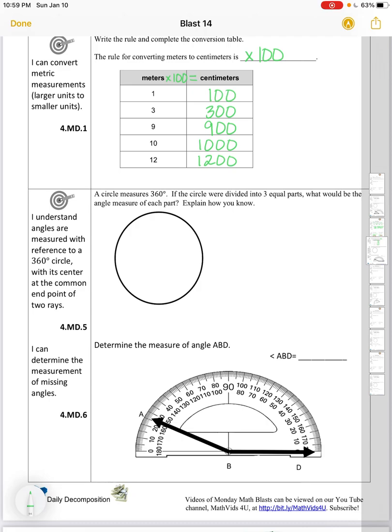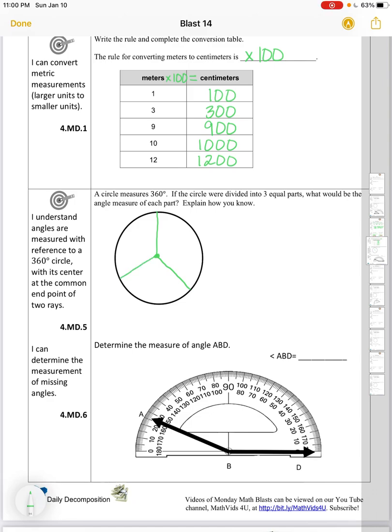I understand angles are measured with reference to a 360-degree circle with its center at the common endpoint of 2 rays. A circle measures 360 degrees. If the circle were divided into 3 equal parts, what would be the angle measure of each part? Explain how you know. So here in the circle, I want to make a center. I want to divide that into 3 equal parts. So I'm going to go here.